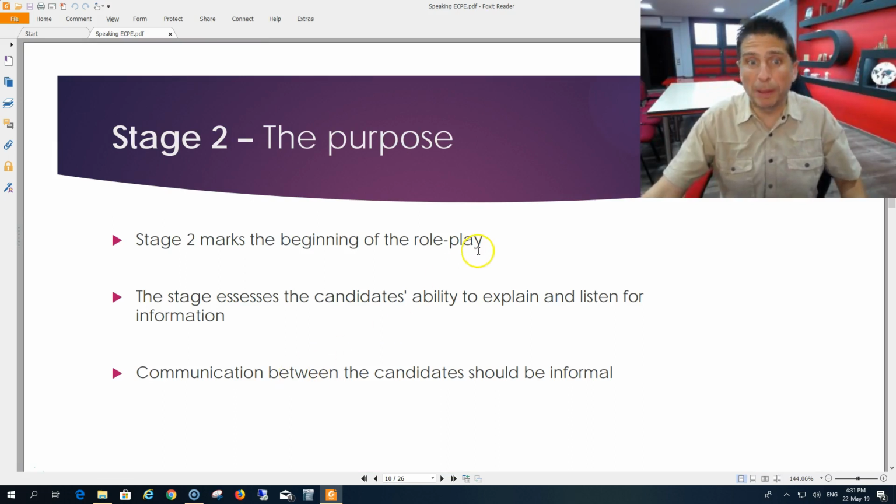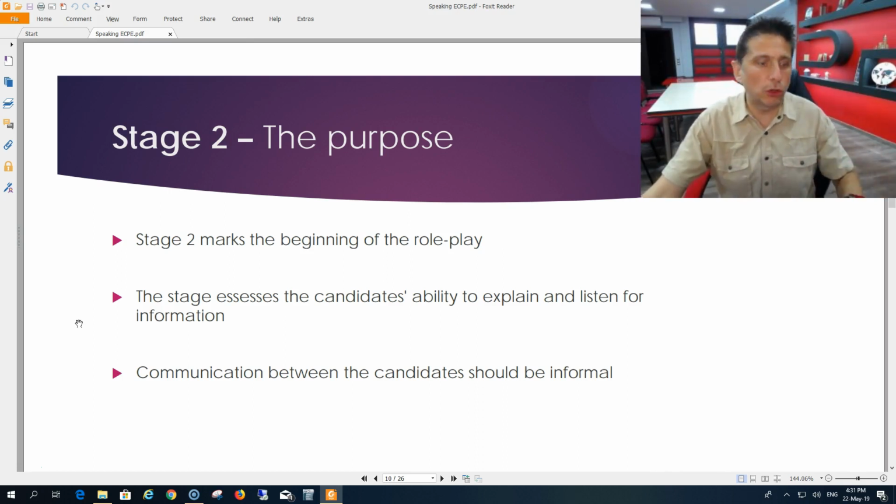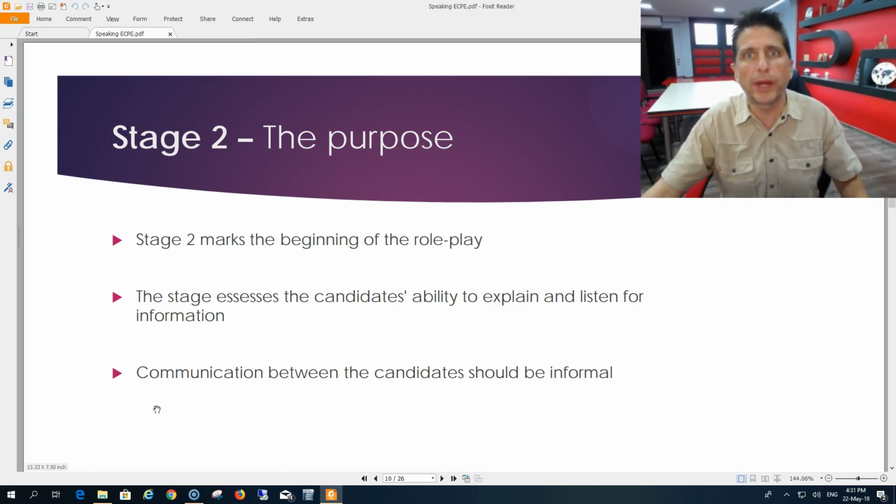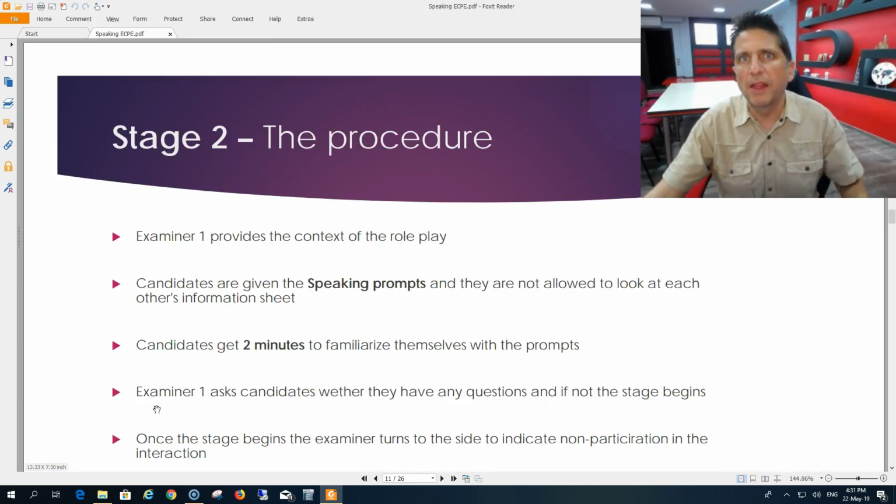Alright, so what's the purpose again? It's the beginning of the role play, stage 2, and the stage assesses the candidate's ability to explain and listen for information. So at the same time, the one candidate gives information and the other candidate writes down, takes notes, the information given, and the communication between the candidates should be informal. Stages 1, 2 and 3, which are conducted by examiner 1, are the informal part of the Michigan Proficiency Speaking examination. Alright, let's have a look at the procedure.